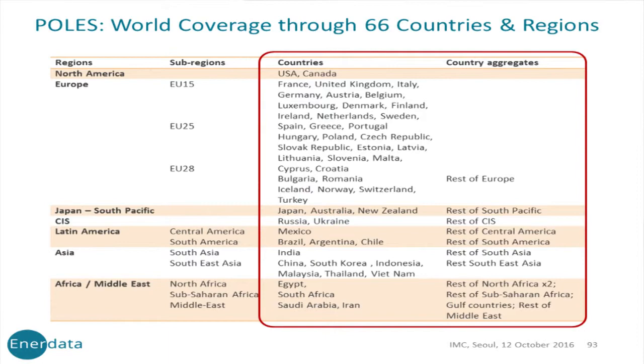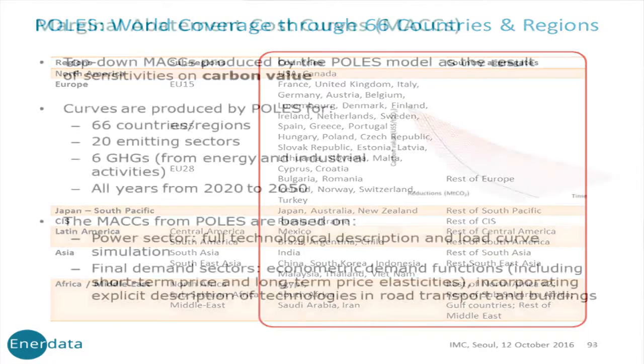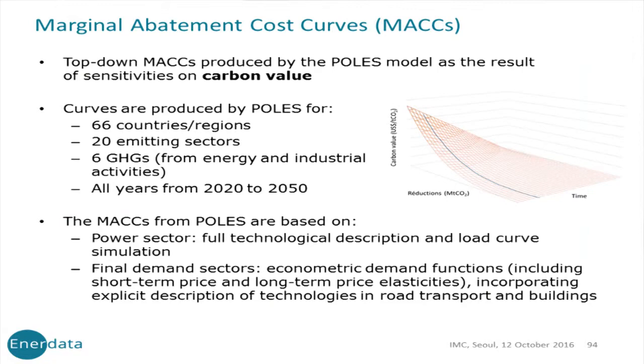Coverage is global, 66 countries and regions, the full G20 countries, including South Korea. And a very interesting feature of the POLS model is its ability to produce MAC curves, marginal abatement cost curves. What are MACs with POLS? Very simply, it's a sensitivity on carbon value.